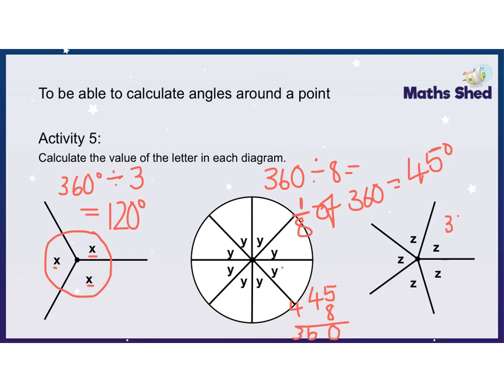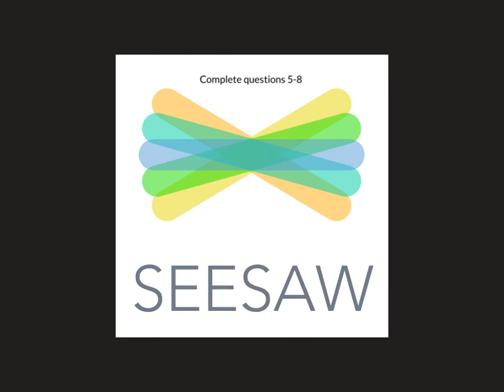So 360, let's do a bus stop method. Divide by 5. 5 into 3, you can't do, so we're going to take that 3 over here, make it 36. 5 into 36 goes 7. 7 fives are 35, so there's 1 left over. 5 into 10 goes 2. So each one is 72 degrees. Okay, so please try and complete the rest of the questions on Seesaw. Good luck.